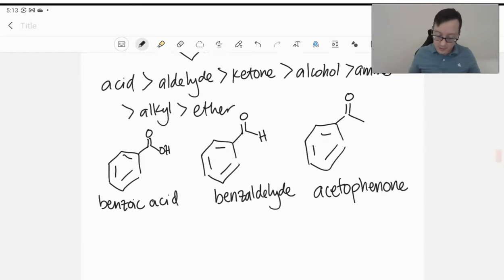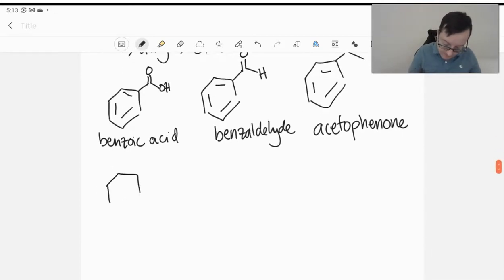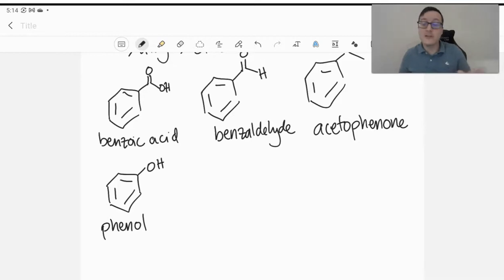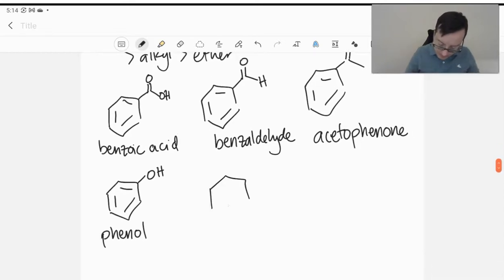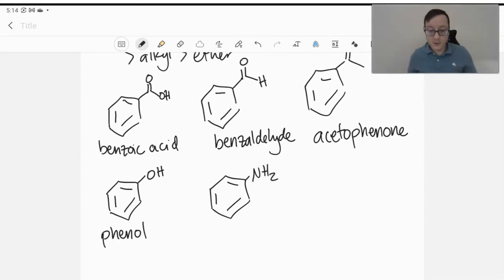If we now look at the alcohol, this one is called phenol. Phenyl alcohol, which is condensed to phenol. Just like ethanol is ethyl alcohol combined to make ethanol, right? So phenol. Following next is our amine. The amine is a nitrogen instead of an oxygen. This is called aniline.